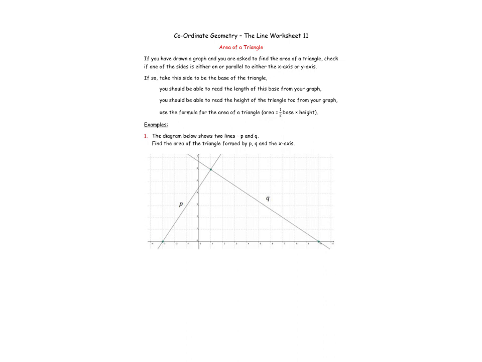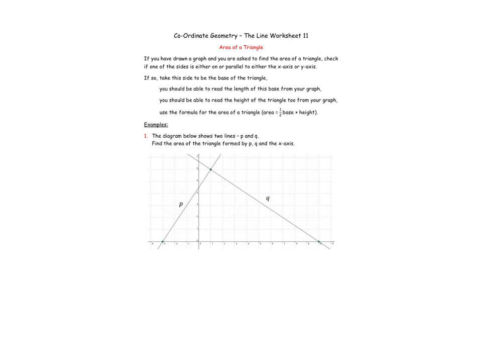Then you just use the general formula that you would have used in primary school for calculating the area of a triangle, because the area of the triangle is just half the base by the perpendicular height. Now, an example that we might have is the diagram below shows two lines, P and Q. Find the area of the triangle formed by PQ and the x-axis.